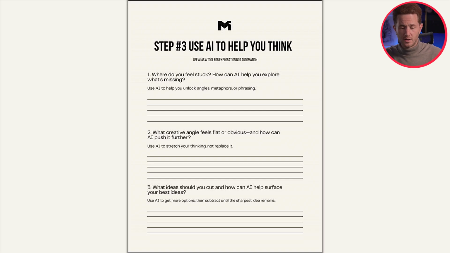What ideas would you cut, and how can AI help surface your best ideas? You can go to ChatGPT or to Claude or to Grok or whatever engine you're using, and you might give it a list of like 10, 20 of your brain dump. And then you go to AI and say, hey, I need more options. Or you could say, I need fewer options. Or you could say, please distill this into the sharpest ideas.